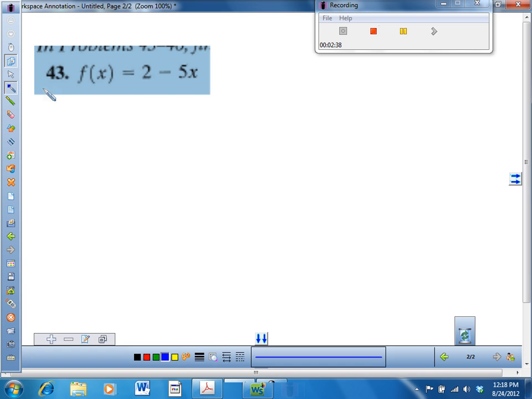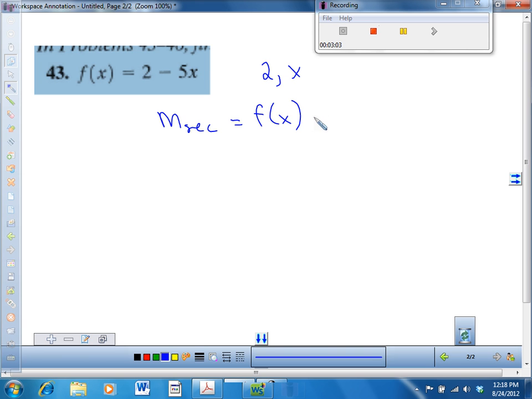So with this problem, what you're supposed to find is the average rate of change from 2 to x. Find the average rate of change between 2 and x. Remember I told you, the average rate of change is the slope of this secant line. So what you want to do is f of x minus f of 2 over x minus 2. Okay?